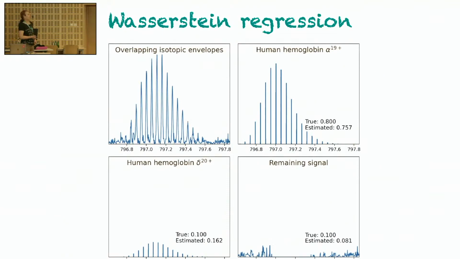And it really works. Here you have the overlapping isotopic envelopes of two hemoglobin chains, the so-called alpha chain and delta chain. They are mixed in known proportions, which are here, and the estimated proportions are below. Maybe not identical, but still it's a very good result, especially as we can eliminate the noise here.